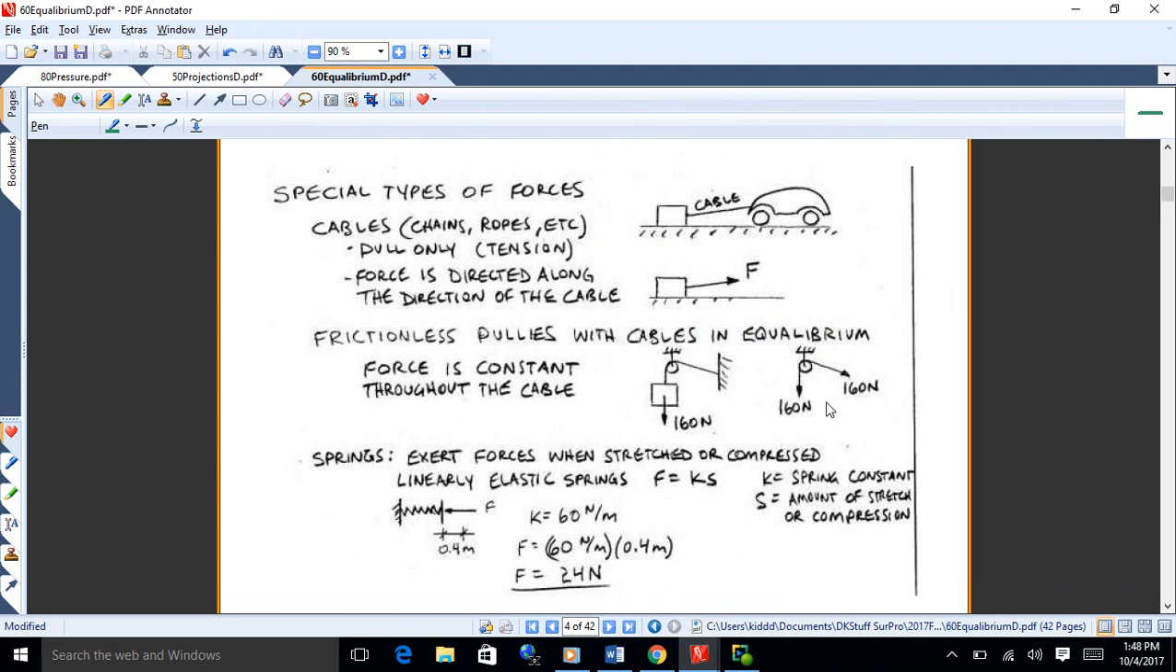All right, we've got some special types of forces here, but we're close enough to the end of class that I don't think I'll start that. So why don't I give you a couple of dot product problems to go through.